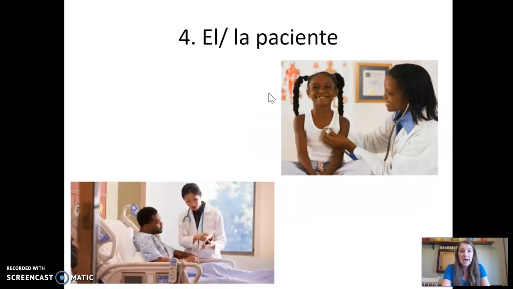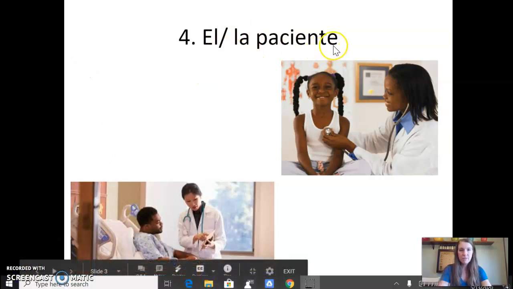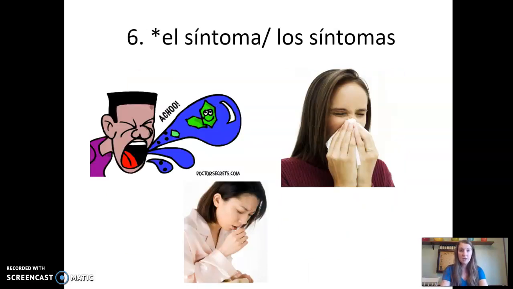Okay. El or la paciente. So you do have masculine and feminine. This is a person, the patient, for el and la, but it's not paciento and pacienta. This part of it is sort of gender neutral. So whichever one you choose, el or la, it's still paciente. Okay, so now we have doctor. El médico, la médica. Easy. Another cognate. Pretty much this entire list is cognates.